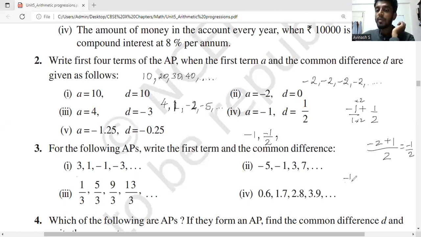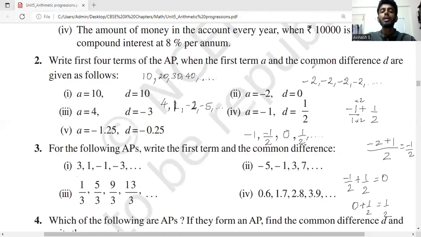Again, with the second term, we are adding the common difference, which is half. So minus half and plus half will cancel and give you 0. So the third term is 0. Again, with the third term, we are adding half, so the fourth term will be half. So this is what we are getting for the fourth subdivision.